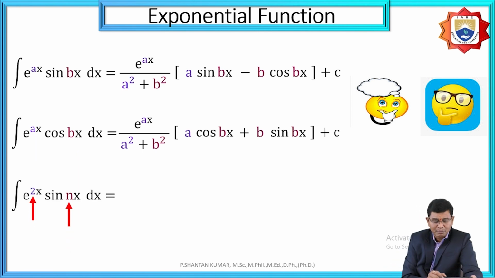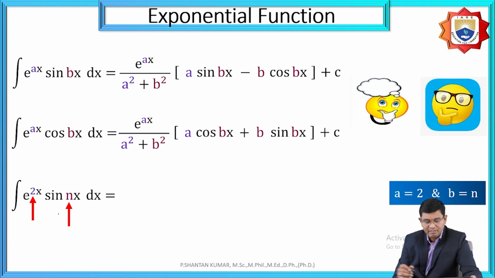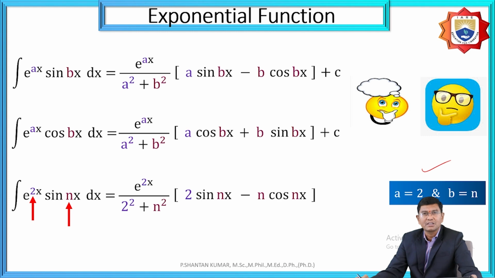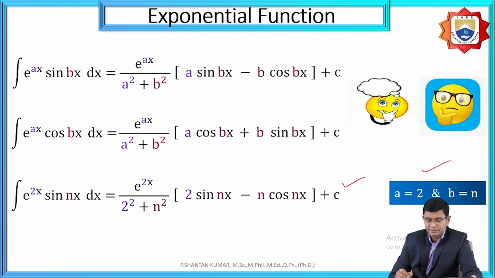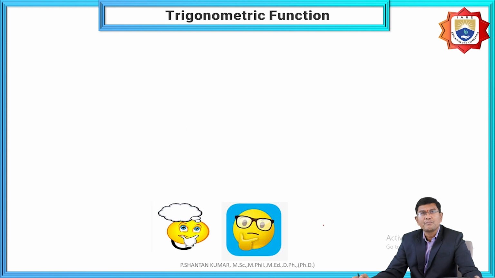Similarly, one example: the integration of e power 2x into sin nx dx. Here a is 2 and b is n, and based upon that the value is e power 2x by 2 square plus n square, into (2 sin nx minus n cos nx), plus c, the constant. After simplification, this is the final solution.